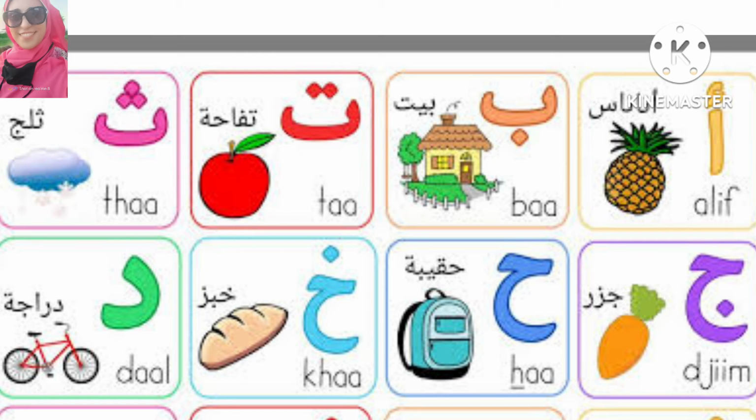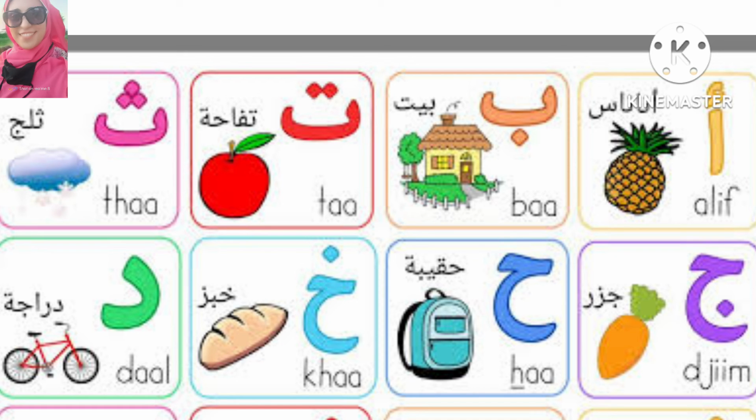The letter حاء is called حاء, like bag in Arabic is called حقيبة. The next letter is called خاء, like bread in Arabic is called خبز.